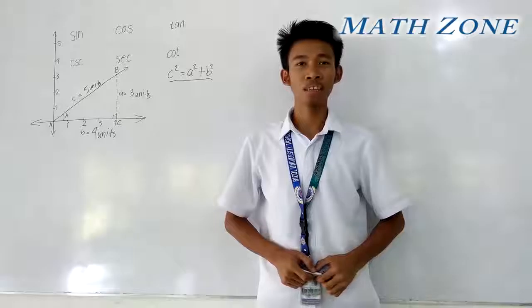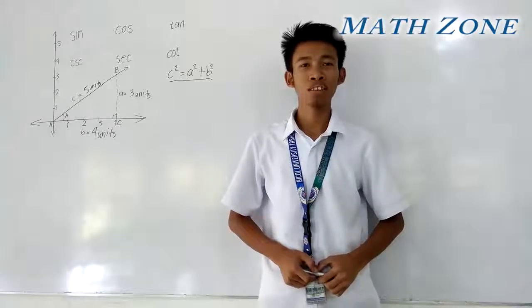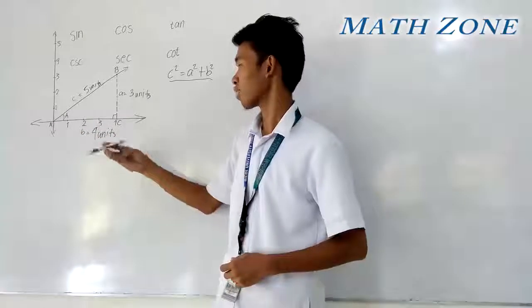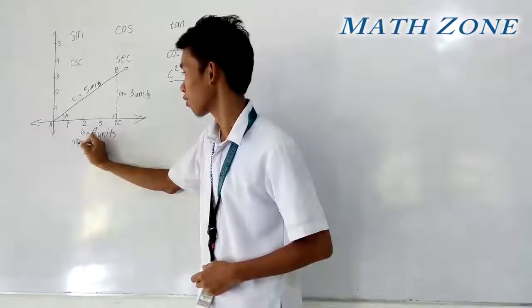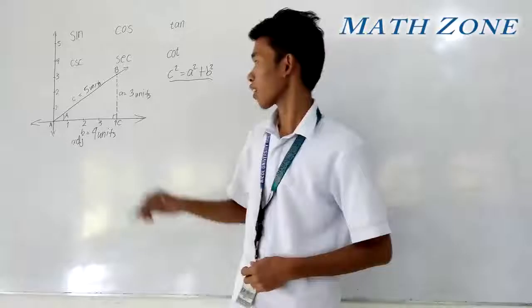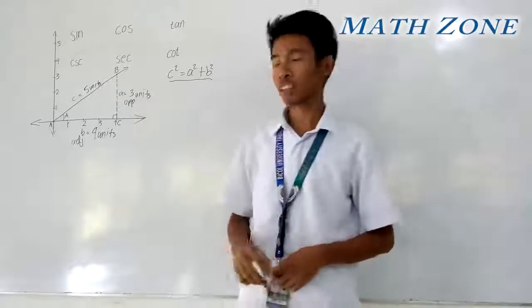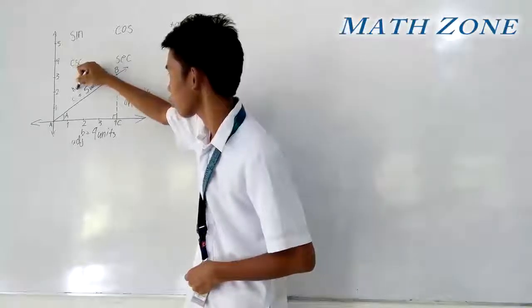Let's label each side as the opposite, adjacent, or the hypotenuse. Since our reference angle is angle A, then side B is the adjacent side, and side A is the opposite side. And of course, side C is the hypotenuse.